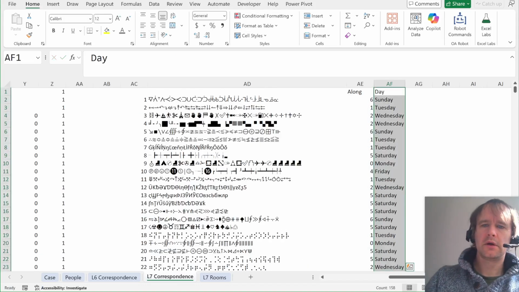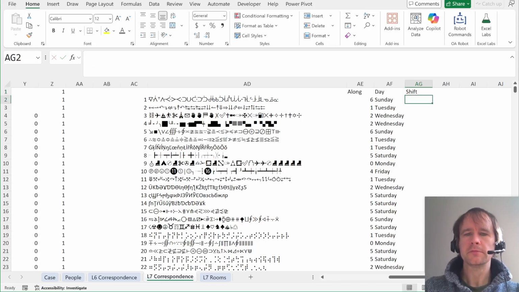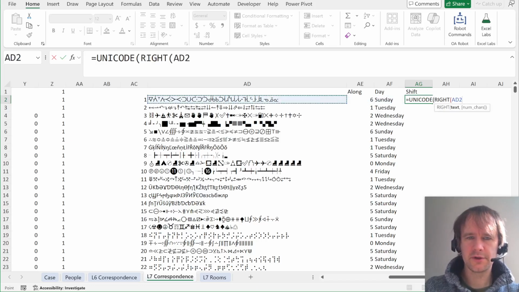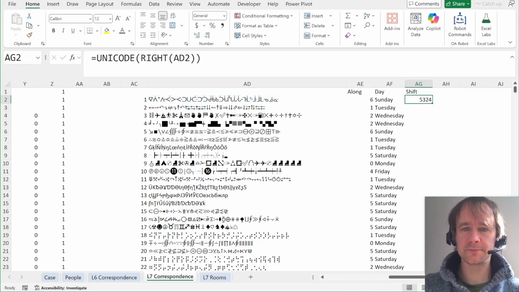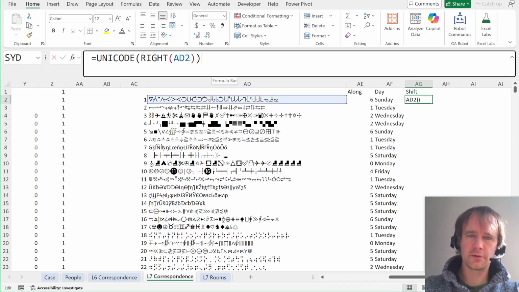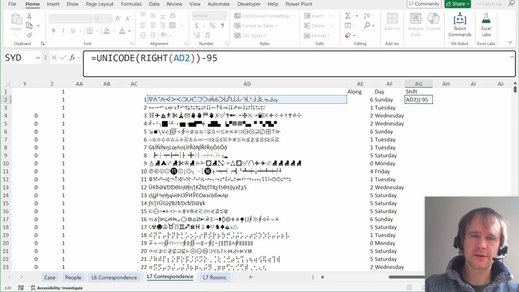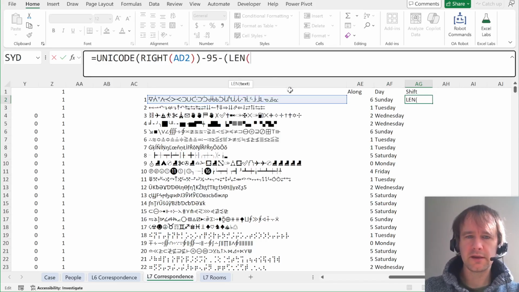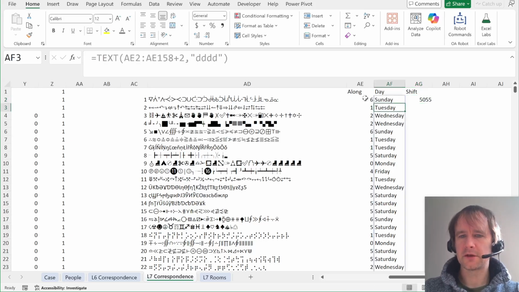Okay. Then my shift, I can say unicode of right of this. So take the last character of that. Then that is going to be the sum of the base code, which is 95, plus the big shift plus some number of the along shift. And what is that number? Well, position 1 has 0 along shift, position 2 has 1 along shift. So if there's n characters here, then position n has n minus 1 along shifts. So it's going to be length of this message minus 1 times the along shift, and that's going to leave you with the big shift.